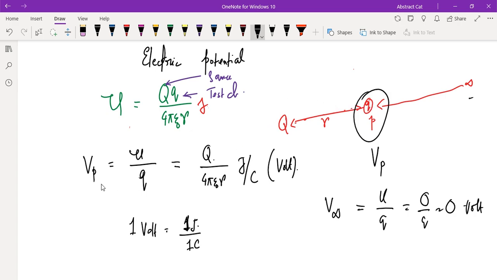So the SI unit is joule per coulomb, and another name is volt. So 1 volt equals 1 joule by 1 coulomb. That's the basic concept of electric potential. Actually, potential is a scalar quantity, so direction doesn't matter here. Obviously the work done and energy are also scalar quantities, that's why direction doesn't depend here.